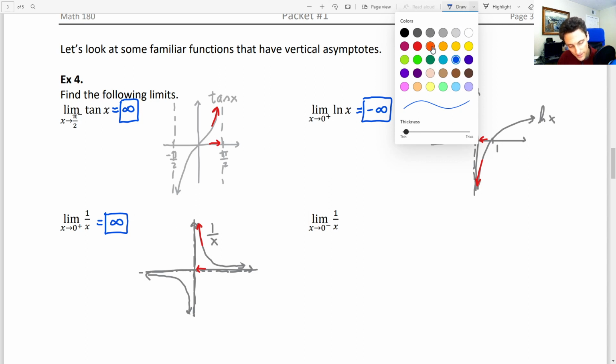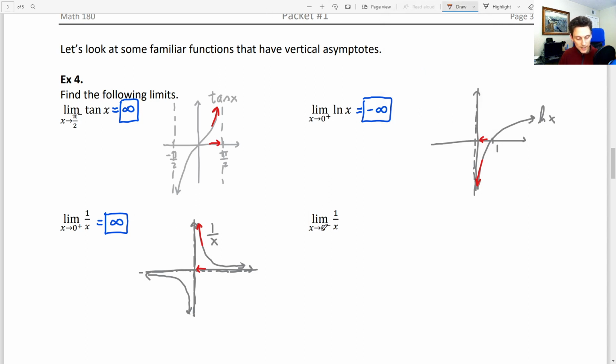Now we're looking at what happens when x approaches 0 from the left of 1 over x. So we can reuse this same graph of 1 over x, but now we're going to be approaching from the left. And here, it looks like that graph is just falling down to negative infinity. The y values keep going towards negative infinity.